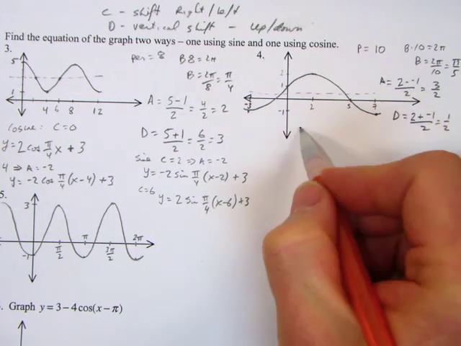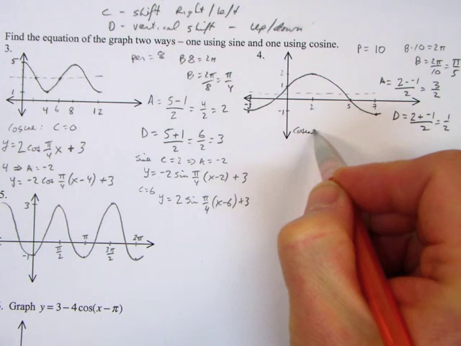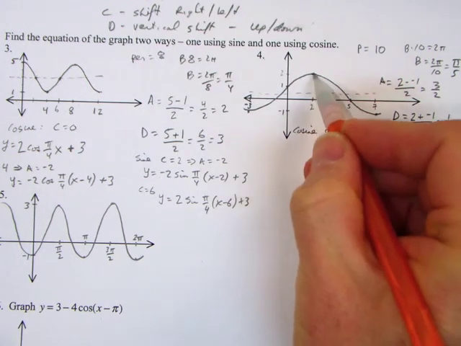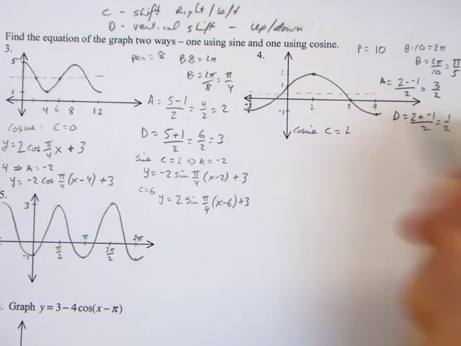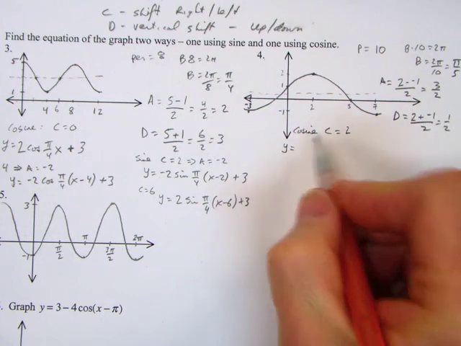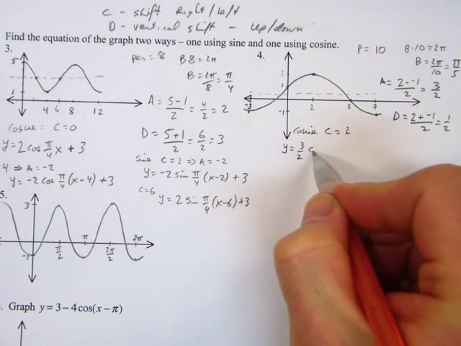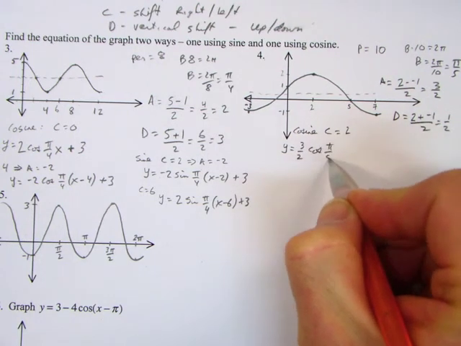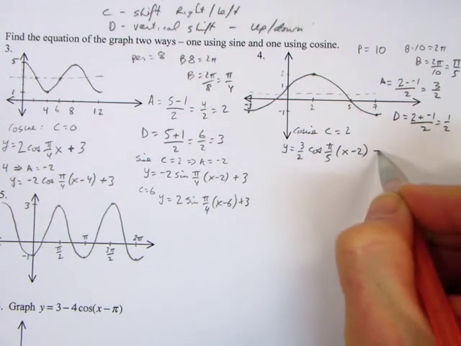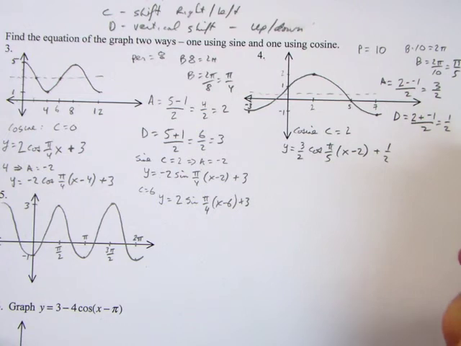Cosine's going to be easier again in this problem. If it's cosine, what is C? Well, we can look here and say the high point is at 2, so C is 2. And that would give us y equals our A, 3 halves cosine pi over 5 times the quantity of x minus 2. All of that plus 1/2.